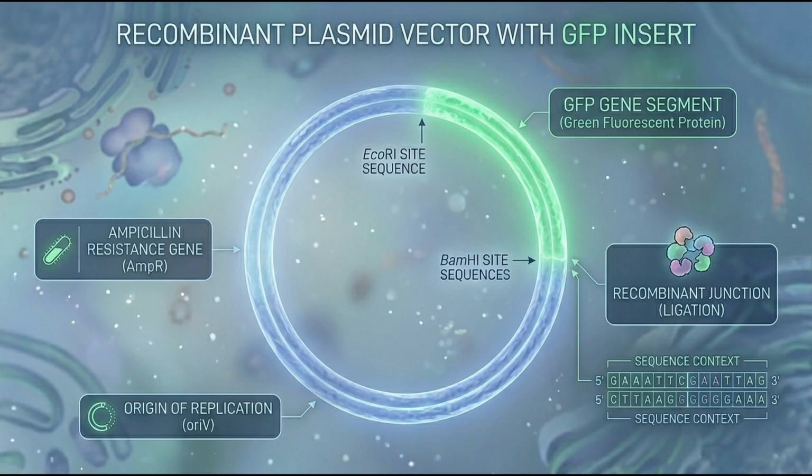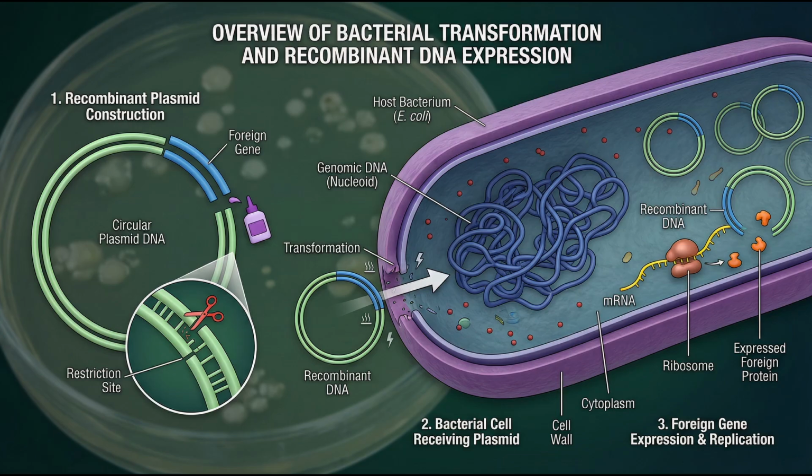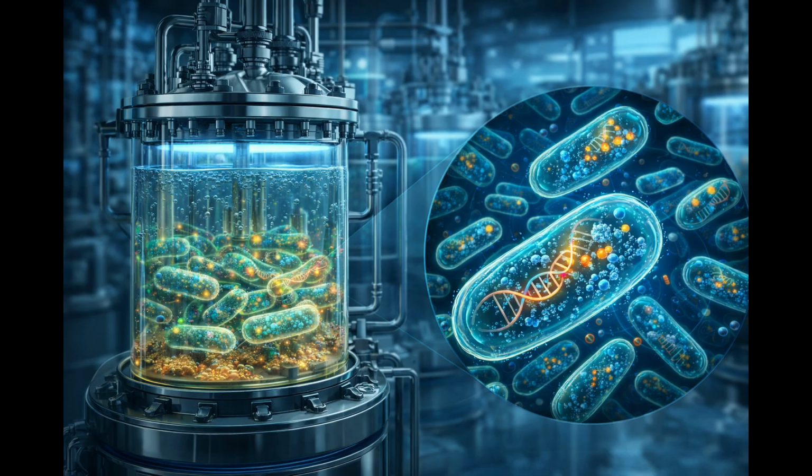Plasmids can carry foreign genes and transfer them into bacterial cells. When the bacteria reproduce, they copy the inserted gene along with their own DNA. This allows scientists to produce large amounts of useful proteins. For example, genetically engineered bacteria are used to produce human insulin, which is essential for treating people with diabetes.